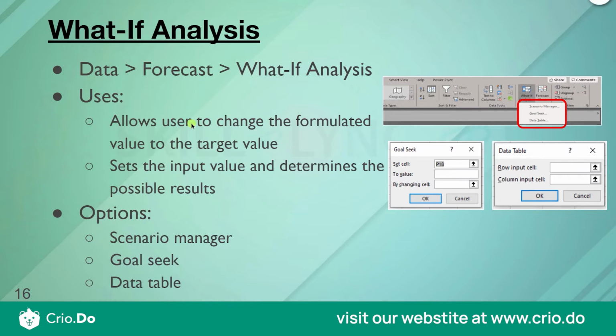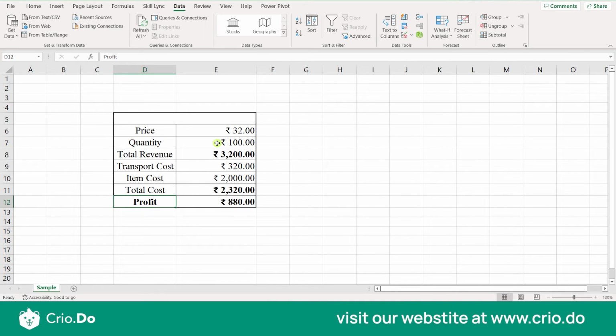Here in the slide it is also mentioned that it allows the user to change the formulated value to the target. So we have some kind of formulas here. All the values here are different values: in total six values, that is price, quantity, total revenue, transport cost, item cost, and total cost. And then we have the profit ultimately. So all these values are related to each other.